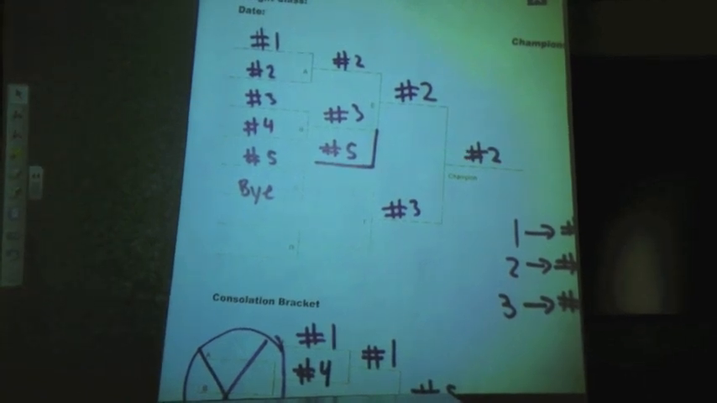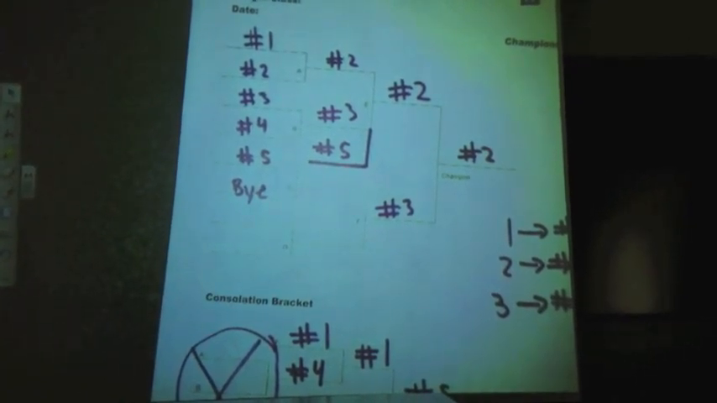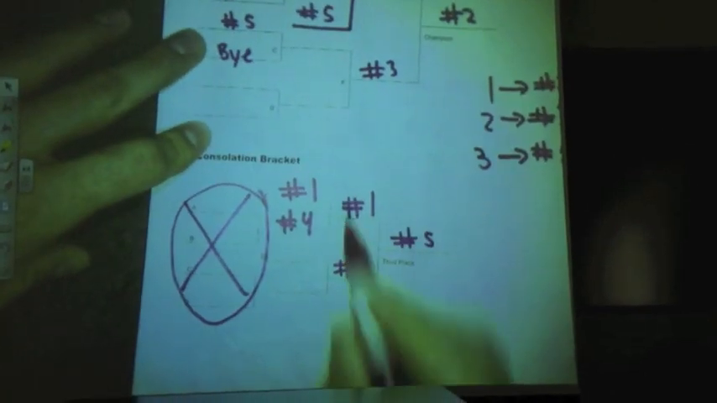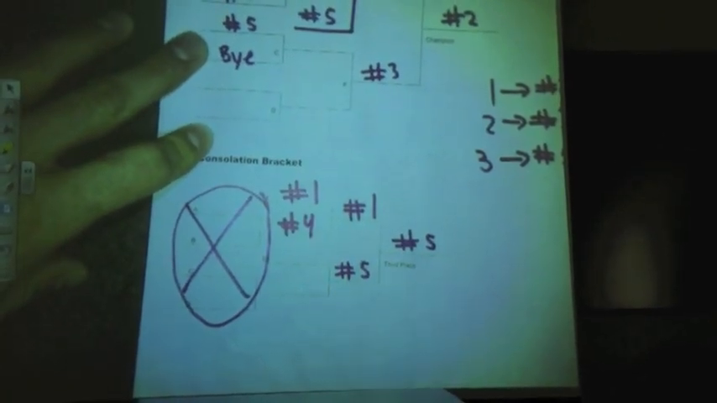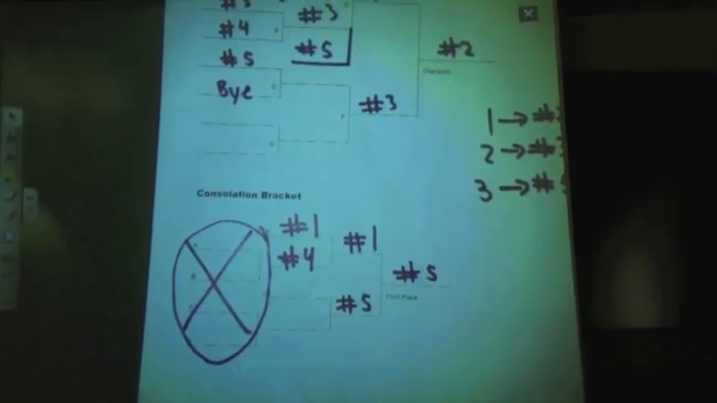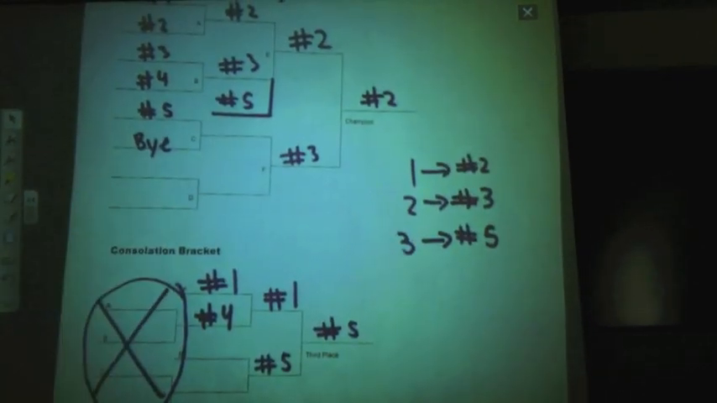So that would be number 1, 4, and 5. And as you see down here, we have number 1, 4, and 5 in the consolation, so that's how we know we did it correctly. And that concludes a 5-man double elimination bracket.